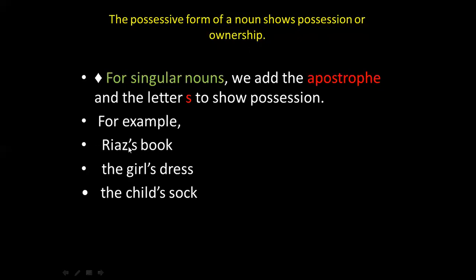Riya's book. Here, Riya's, apostrophe S. Riya's book. The girl's dress. The child's dress. Singular noun, apostrophe S to show the possession, to show that the book belongs to Riya. It's my book, Riya's book. Girl's dress, the dress of the girl. So we say girl's dress. In order to show the possession, we add apostrophe S. The child's sock.